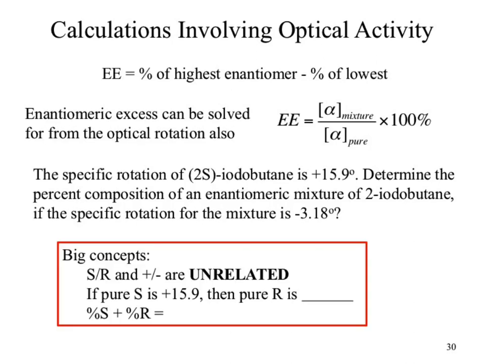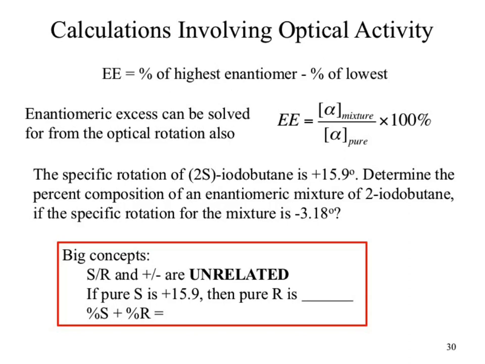Big concepts, S and R and plus or minus are unrelated. When I go through and solve this, I do make a substitution for plus and minus because those are also mathematical numbers. So within the question, we've got enough context to tie S and R to plus and minus. So I would tie those in so that I don't worry about the mathematical relationship between plus and minus versus the name relationship of plus and minus. If it is pure S, then 15.9. If it is pure R, then it's negative 15.9.